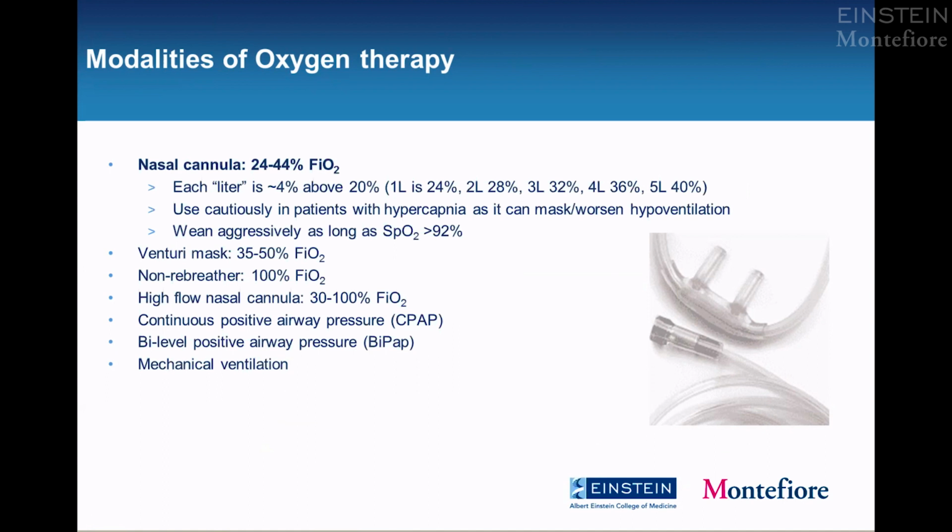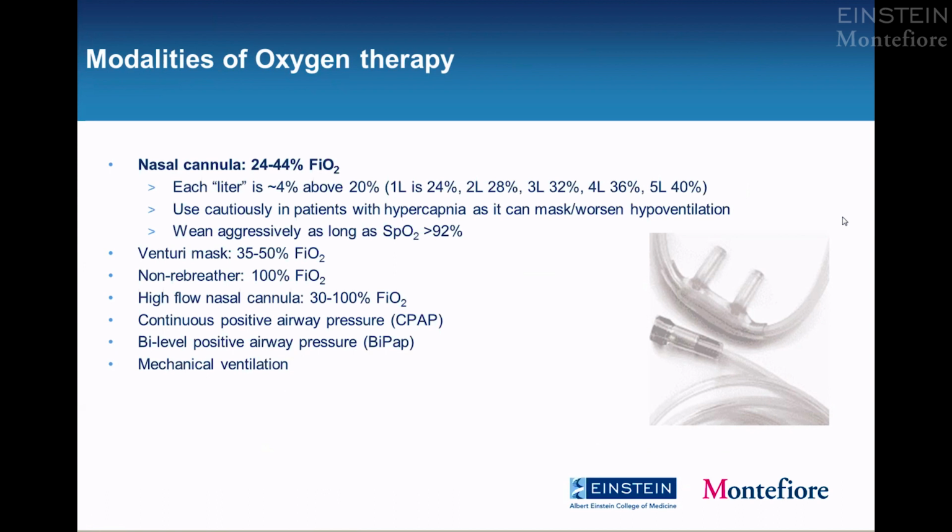So everyone is familiar with nasal cannula, of course. Each liter of oxygen is about 4% FiO2 over 20%. This isn't exact. It really depends on whether the patient is breathing 100% through their nose, how tachypnic they are, other factors, how much room air they're entraining, basically. But as a general rule, if you're on 1 liter of O2, your FiO2 is 24%. If you're on 2 liters, your FiO2 is around 28%.